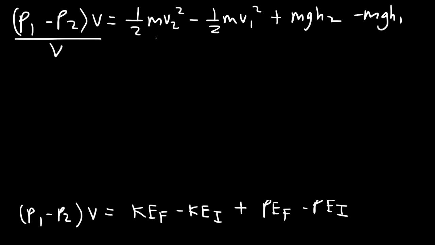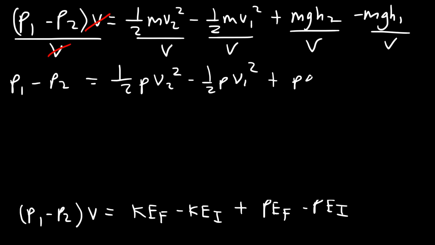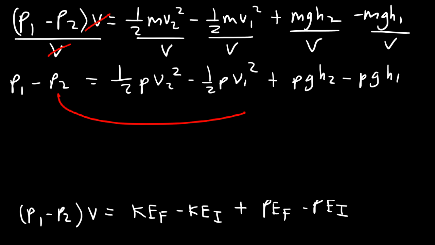So just like we did before, we're going to divide every term by the volume. So on the right, v will cancel, so we're going to have P1 minus P2. On the left, everywhere we see mass over volume, we could replace that with density. So this is going to be 1/2 rho v2 squared minus 1/2 rho v1 squared plus rho gh2 minus rho gh1. So everything with a 1, let's move it to the left side. So these two are negative on the right side, but they're going to be positive on the left side. And everything with a 2, move it to the right side, which is just this one. It's negative on the left, but it's going to be positive on the right.